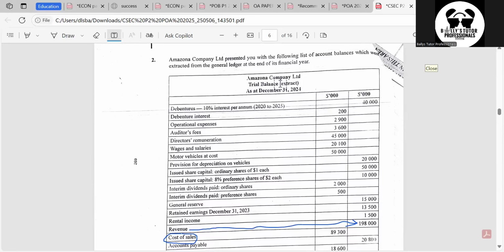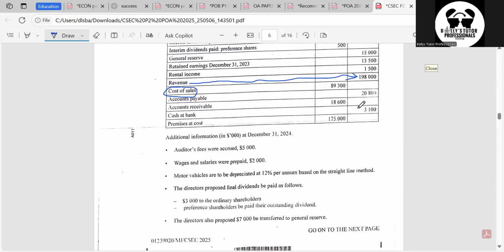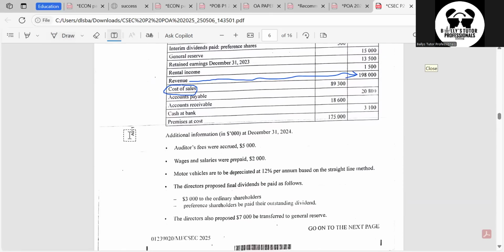Even though it wasn't paid, that doesn't mean we don't record it, because according to the accruals concept, we record expenses and revenue in the period they were earned or incurred. It doesn't matter if they were paid or not. Oh no, I'm seeing the debenture interest of 200. But although it's 200, it's supposed to be 10% of 40,000. So keep that in mind. So we're going to do our working.